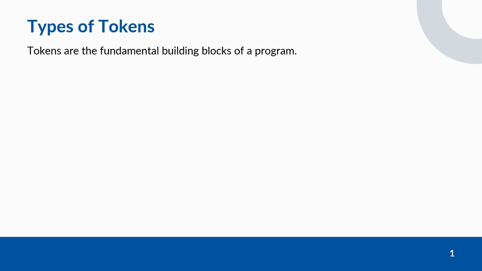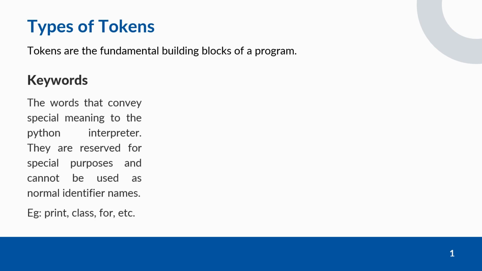In Python, we have five types of tokens. The first one among them is a keyword. Keywords are the words that convey a special meaning to the Python interpreter. They are reserved for special purposes and cannot be used as normal identifier names. Words like print, class, for, range, etc. are some of the keywords in Python. As we progress through this course, you will come across all the keywords used in Python.